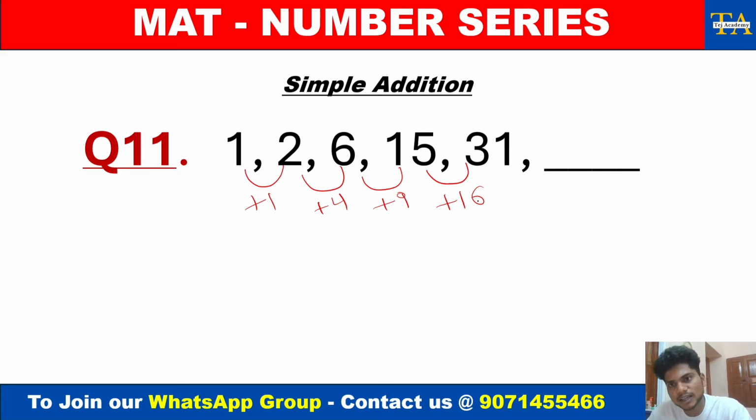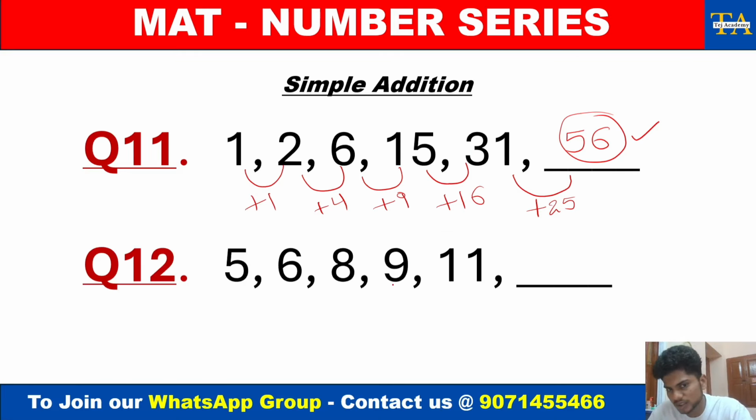So the next square number after 16 is 25. So 31 plus 25 is equal to 56. So 56 is our answer. Okay, so now let us see the 12th question. Here is our 12th question, 5, 6, 8, 9 and 11.